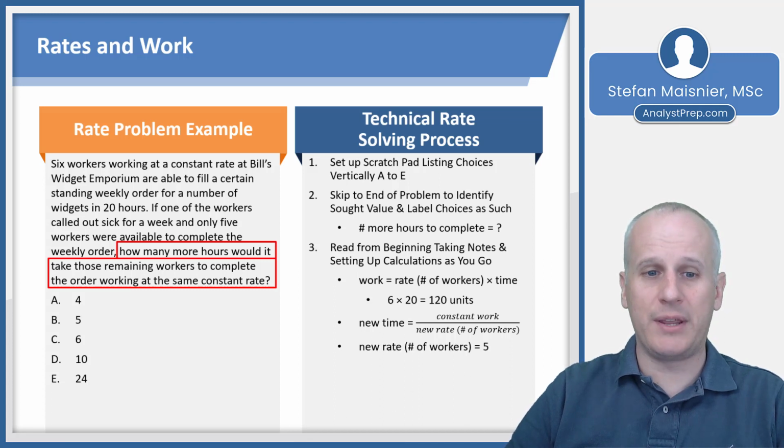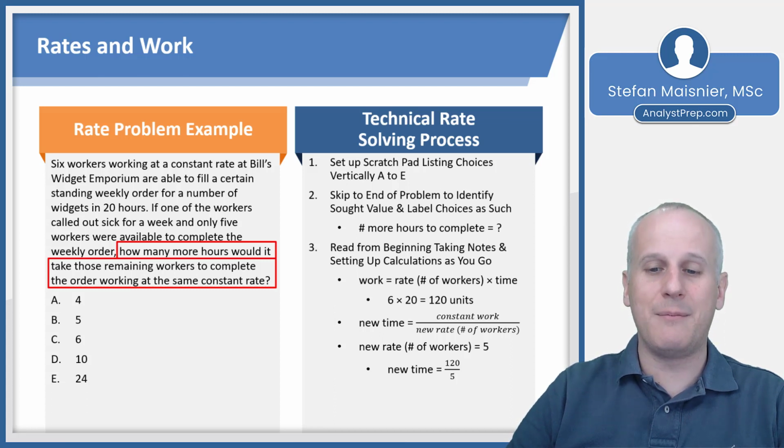And of course, if we move on, we find that one of the workers calls out sick for a week and only 5 workers were available to complete the weekly order. So now our new rate or new number of workers is 5. We then find our new time by taking our still constant amount of work of 120 and dividing that by 5. So we find that our new time, our new number of hours, is going to be 24. And of course, 24 minus 20 is our 4 more hours, and our correct answer is A.